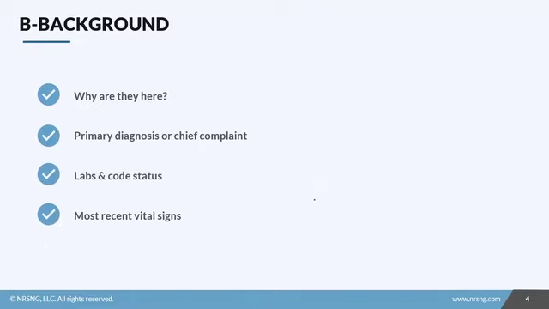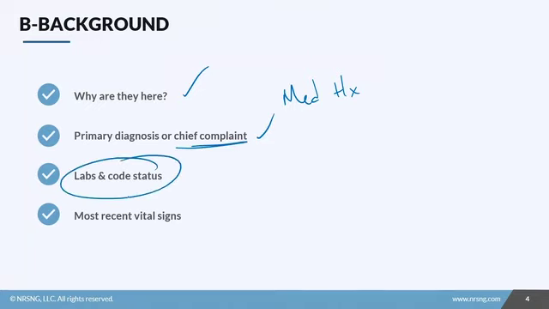B stands for background. The main point of this is to give a brief medical history. It tells us why they're here, any primary diagnosis or chief complaint. It also covers any labs, code status, so you'll get a full code, and recent hemoglobin of 10. This is just an example. It can also help provide insights of medical history. You could say history of congestive heart failure. But this gives us an idea into the background of the patient. It also has the most recent vital signs.